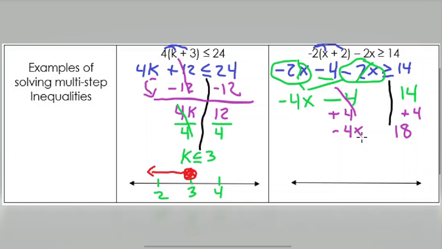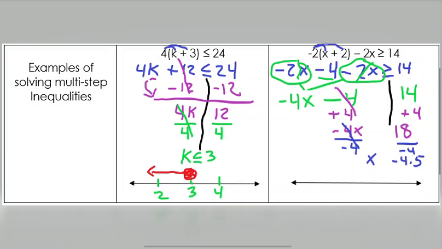I know a number next to a letter means multiply, so I have to divide. So I'm going to divide by negative 4 to get rid of that negative 4 and leave me with x. And I'm going to divide this side by negative 4. 18 divided by negative 4 is negative 4.5.